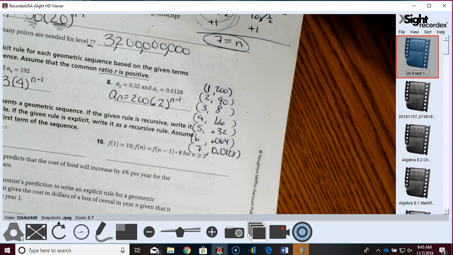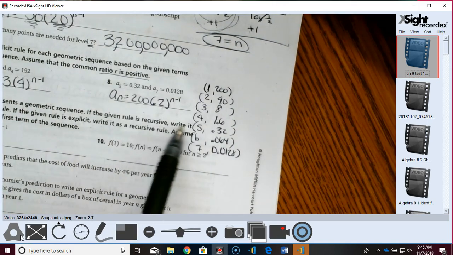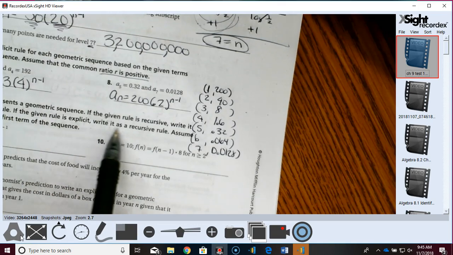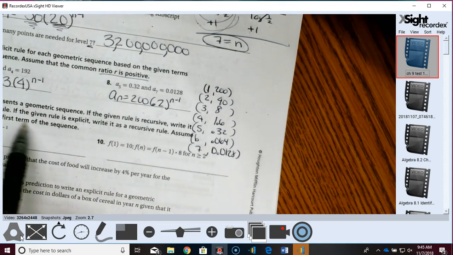Each rule represents a geometric sequence. If the given rule is recursive, write it as an explicit rule. If the given rule is explicit, write it as a recursive rule. Assume that f of 1 is the first term of the sequence.